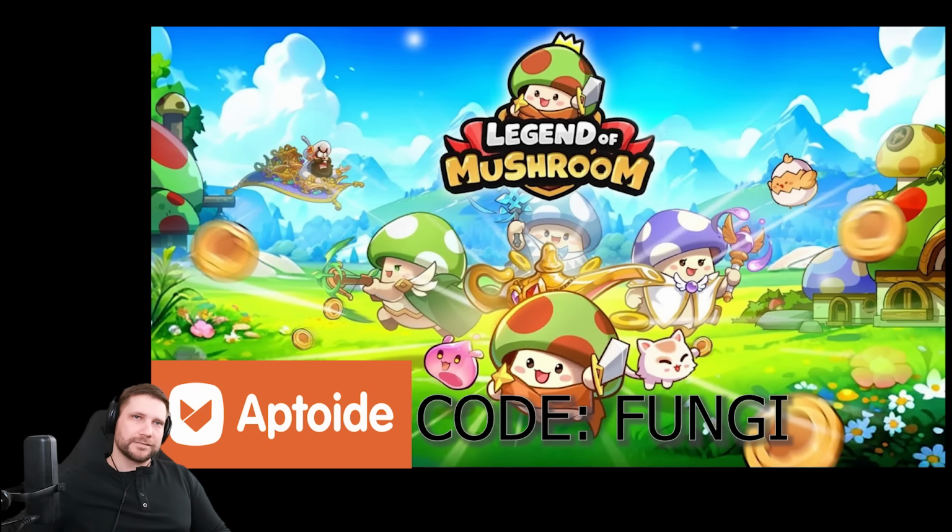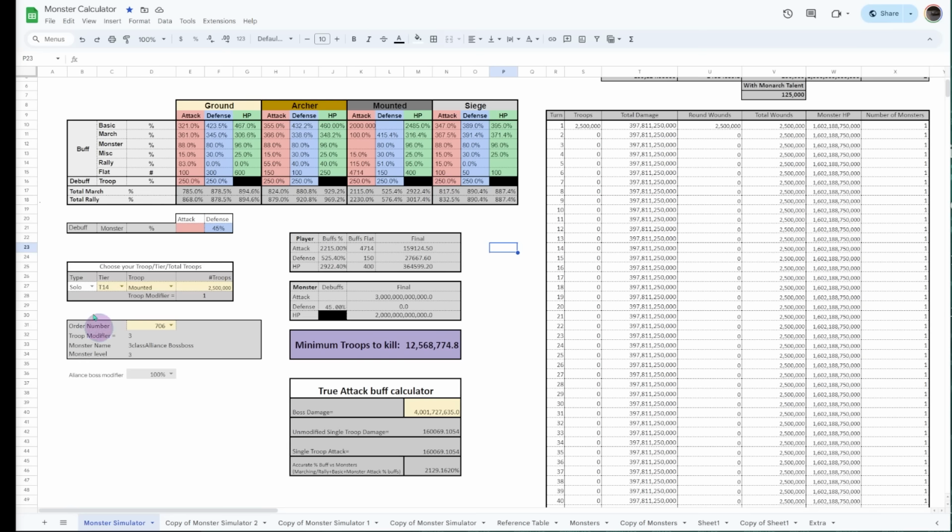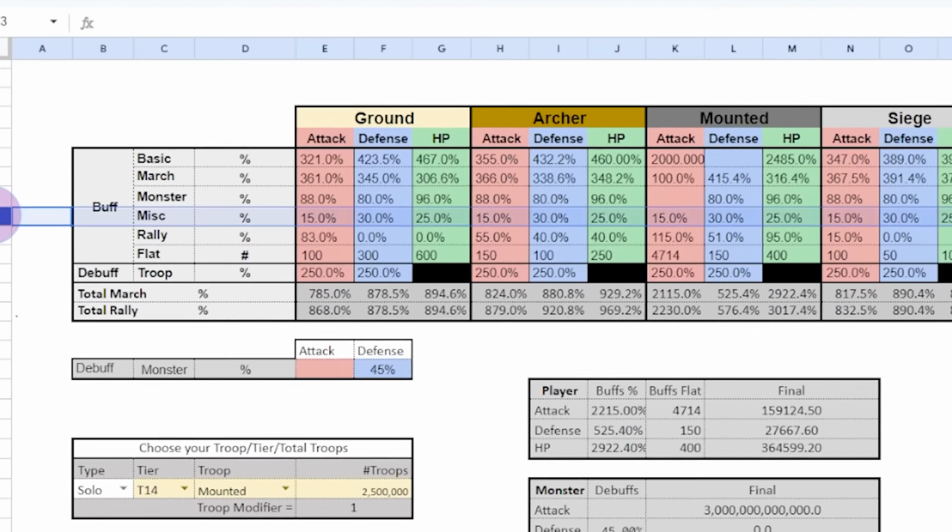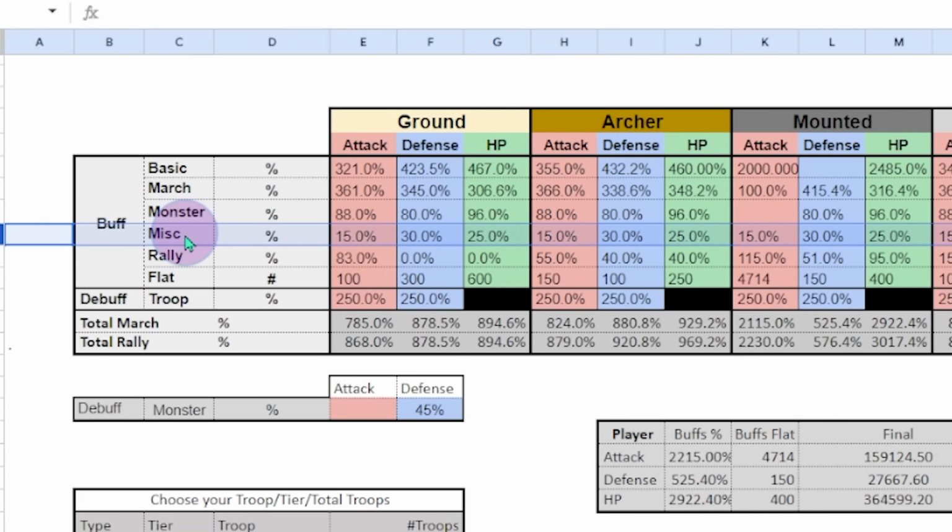Back to the content. So now that we've talked about the Alliance boss, let's talk about the hidden buffs Evony has. And that's why I had to make this miscellaneous tab. When I did all my testing, I had buffs that I did not have accounted for. So I had to put this tab on here.